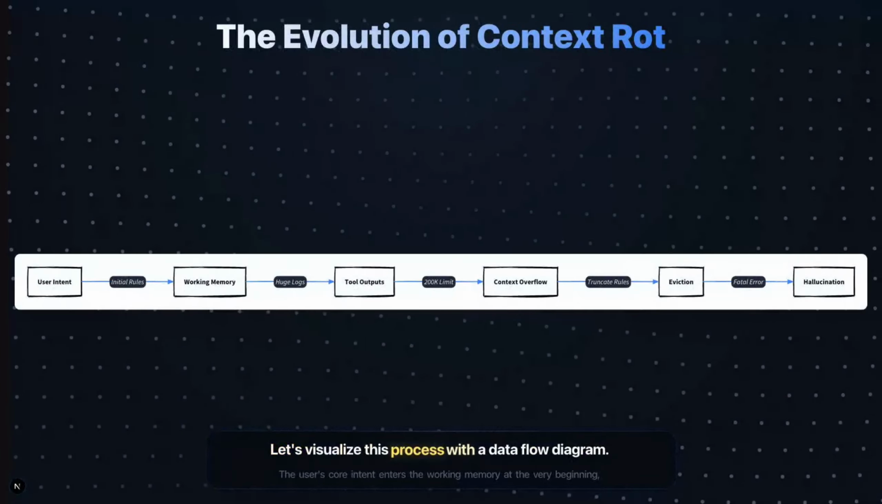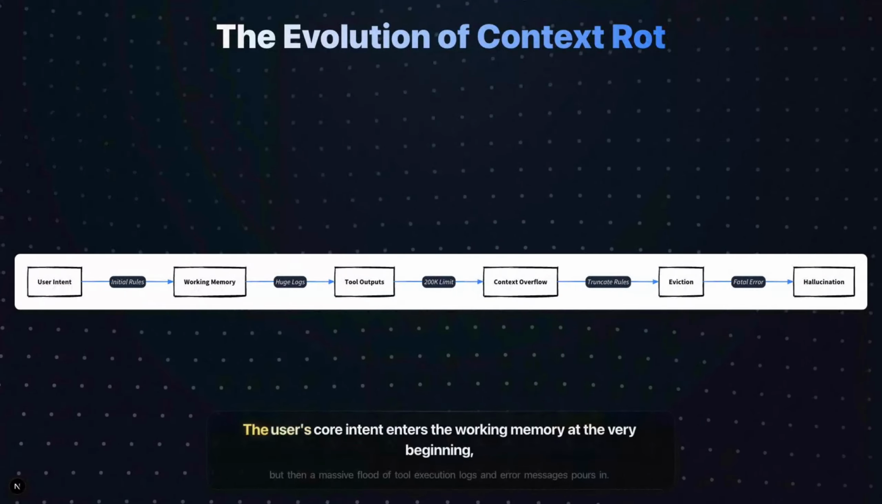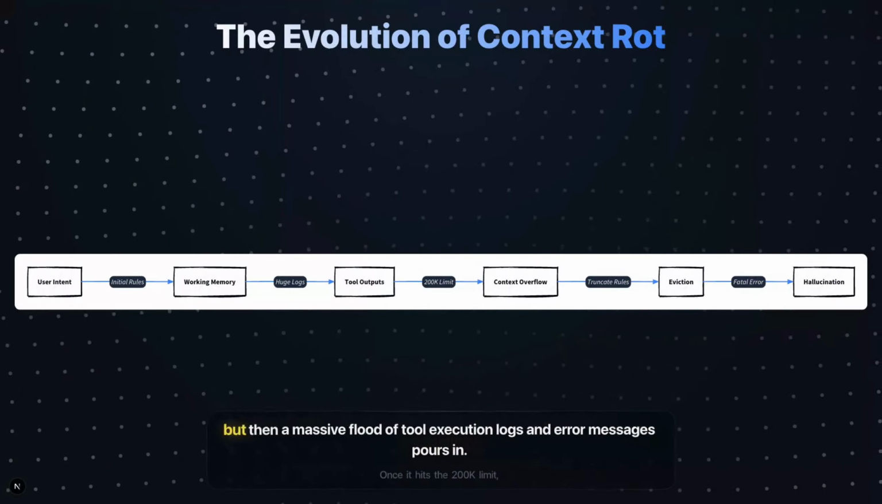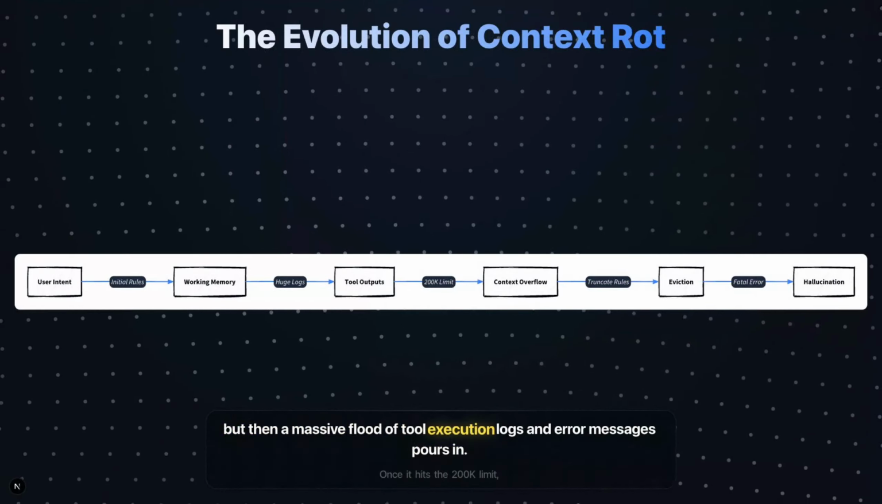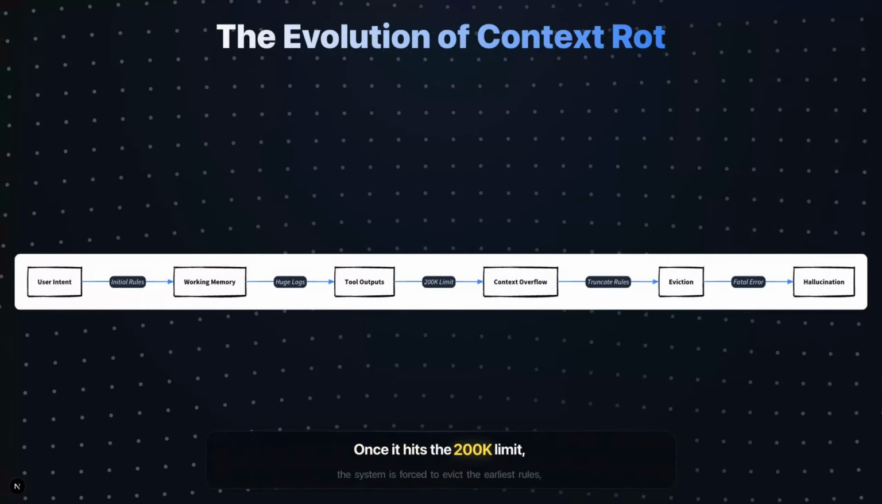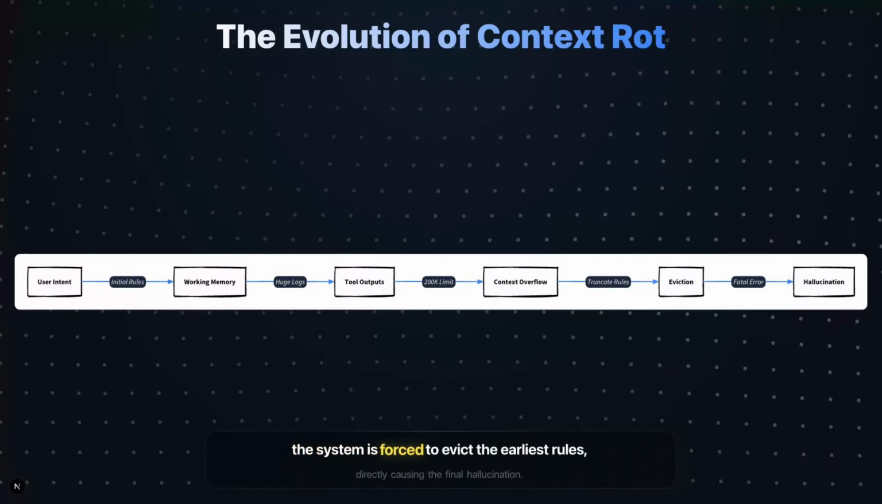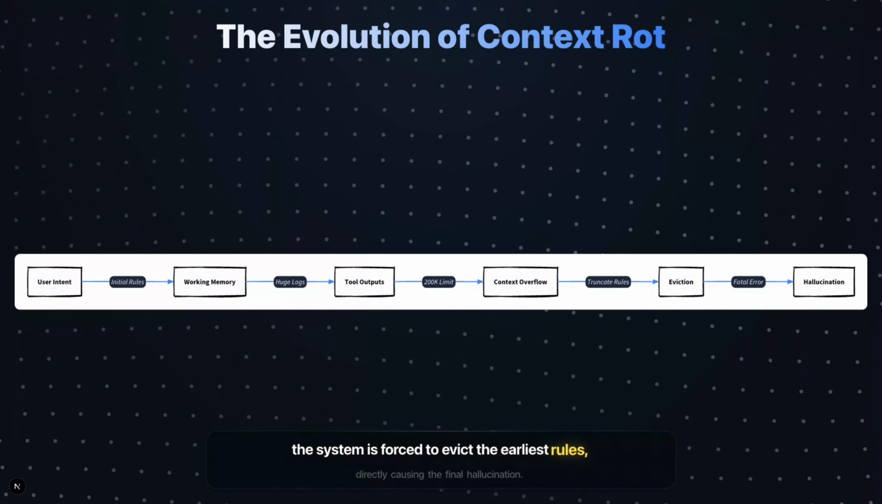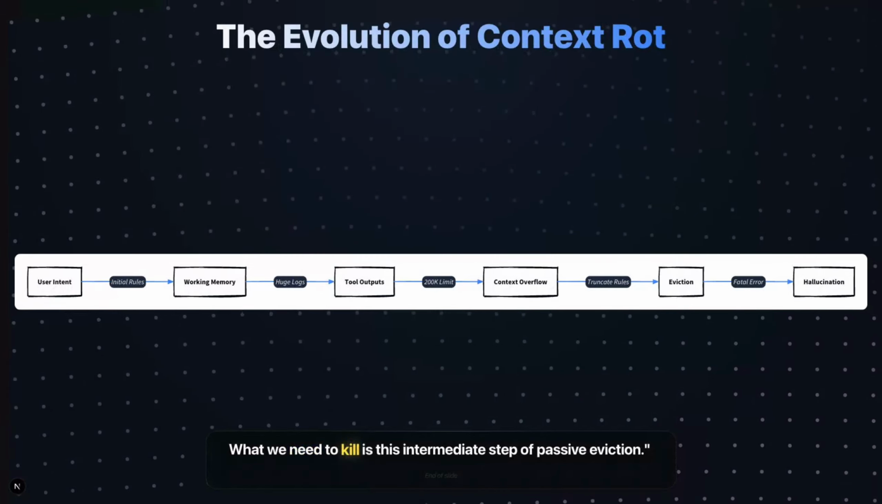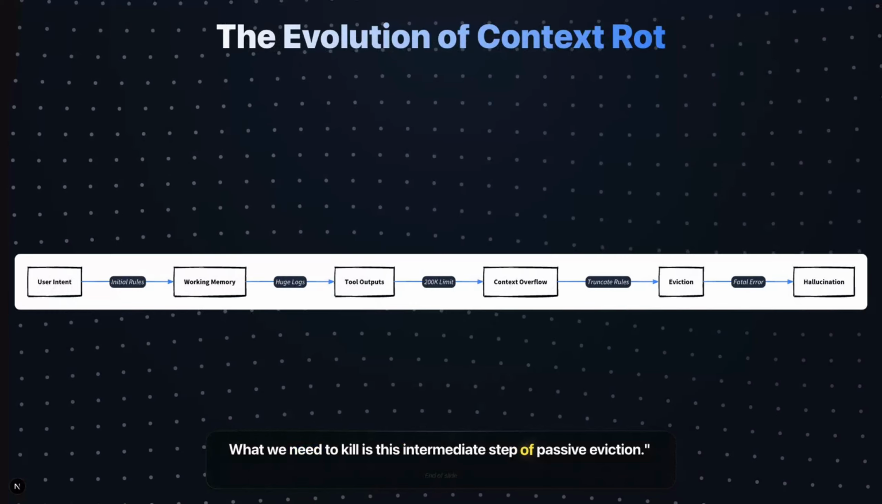Let's visualize this process with a data flow diagram. The user's core intent enters the working memory at the very beginning, but then a massive flood of tool execution logs and error messages pours in. Once it hits the 200K limit, the system is forced to evict the earliest rules, directly causing the final hallucination. What we need to kill is this intermediate step of passive eviction.